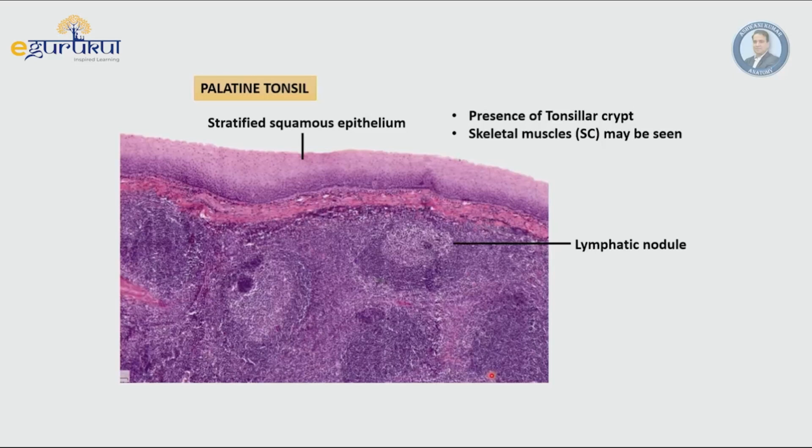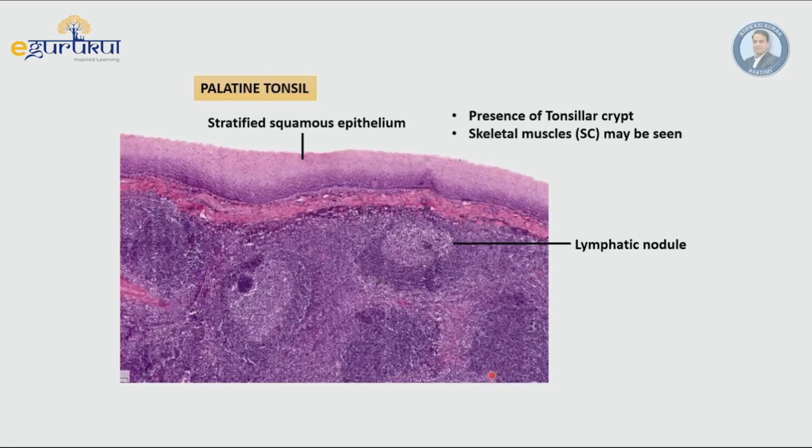Whereas in the palatine tonsil, the lymphatic nodules are seen again with the germinal center present here. Tonsillar crypt, if you can see that, fine. I believe that if they give a picture of the palatine tonsil, they probably will give it from the tonsillar crypt part. And the most important thing to note is that lymphatic nodules will be seen close to this stratified squamous epithelium.